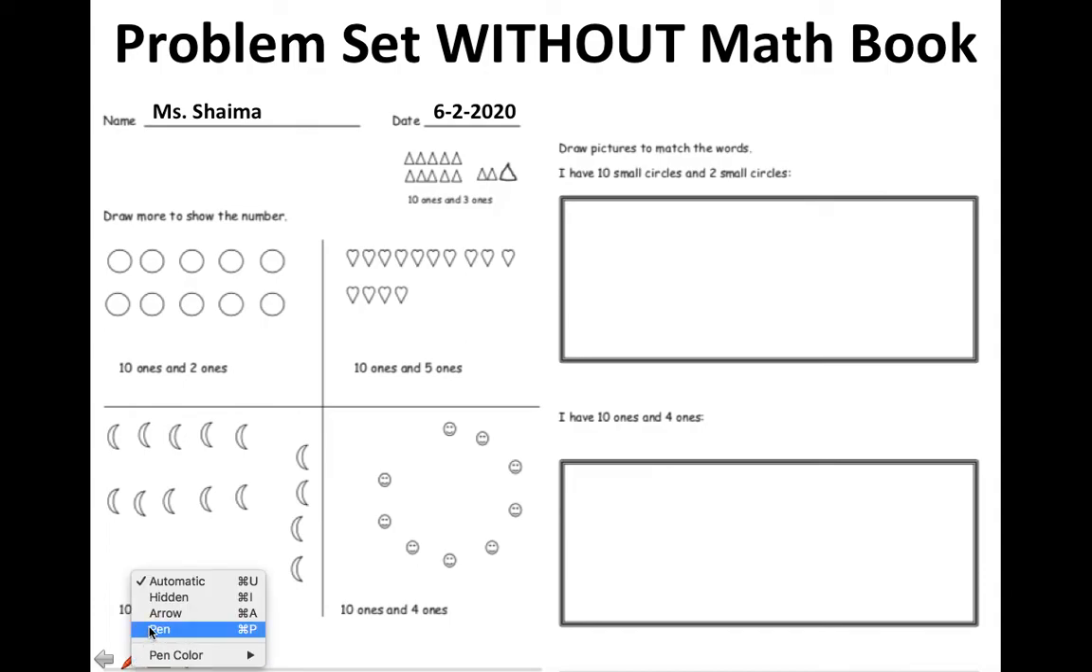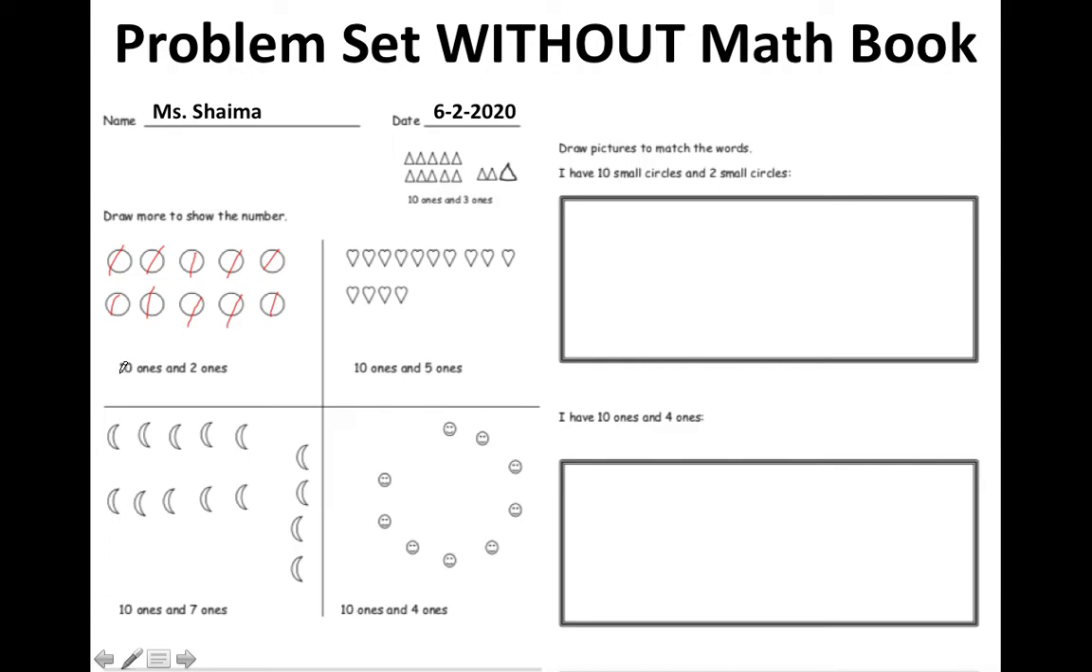Again, please don't forget to write your name and today's date. And same thing like in the previous slide, we are doing the same exact thing. It says draw more to show the number. So I have 10 ones and 2 ones. So I'm going to count. I have 1, 2, 3, 4, 5, 6, 7, 8, 9, 10.